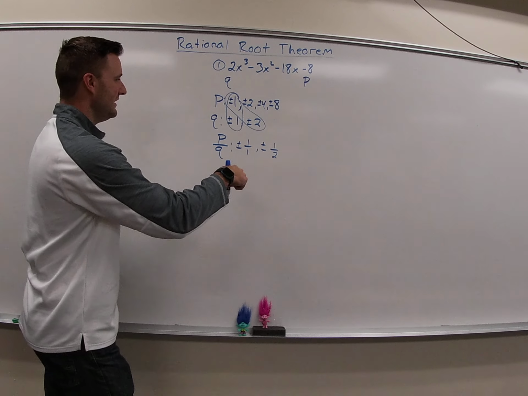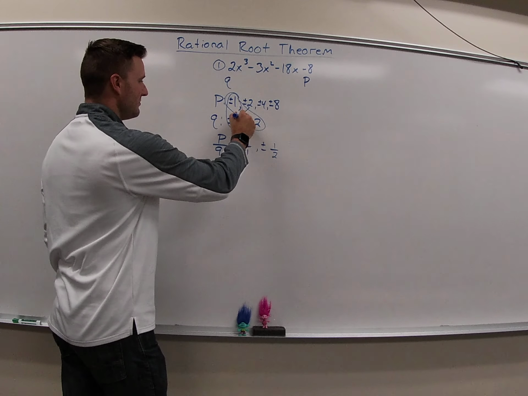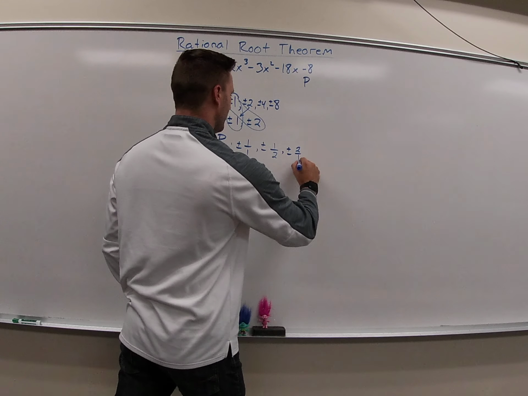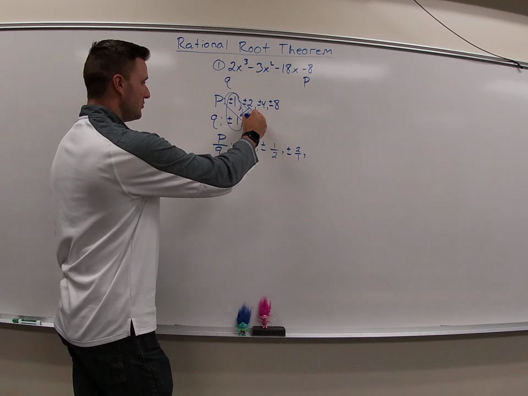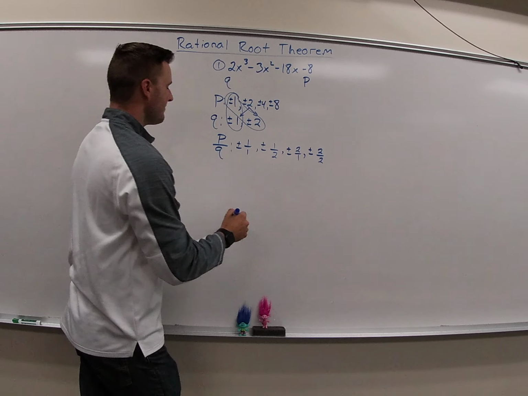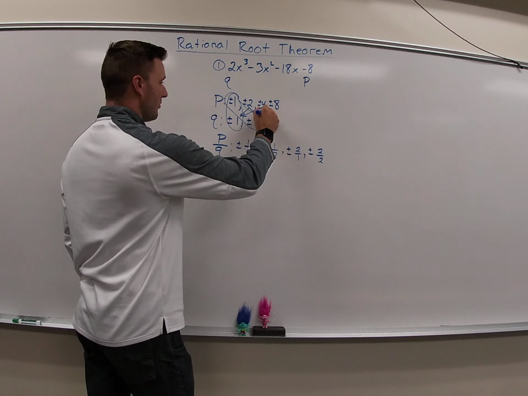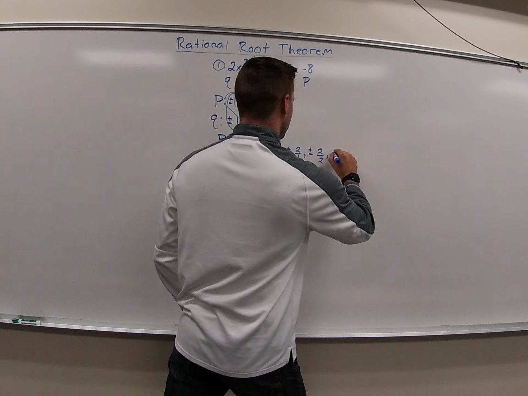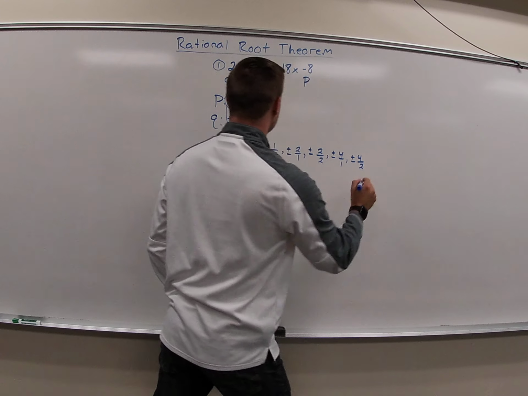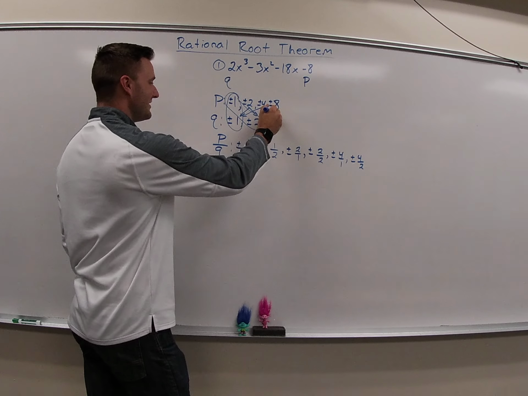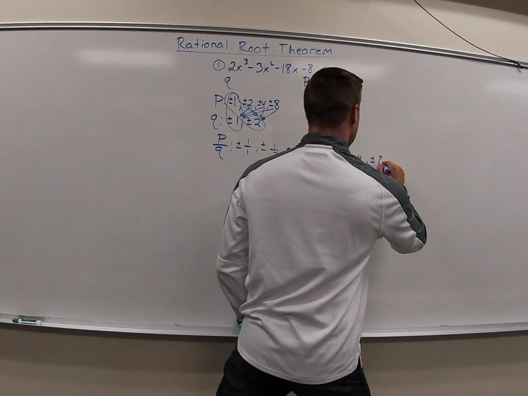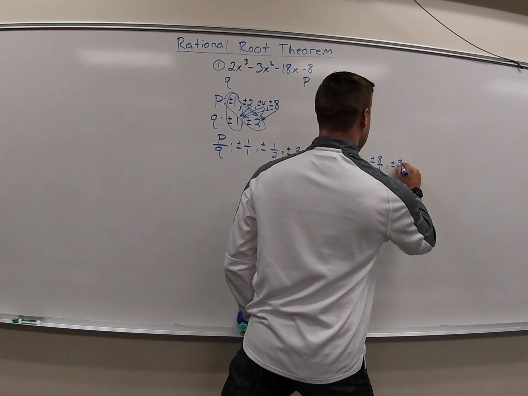Now I'm not going to do that with every one. But then go to the next one: plus or minus 2 over 1, plus or minus 2 over 2. Then plus or minus 4 over 1 and 4 over 2. And then finally plus or minus 8 over 1 and 8 over 2.